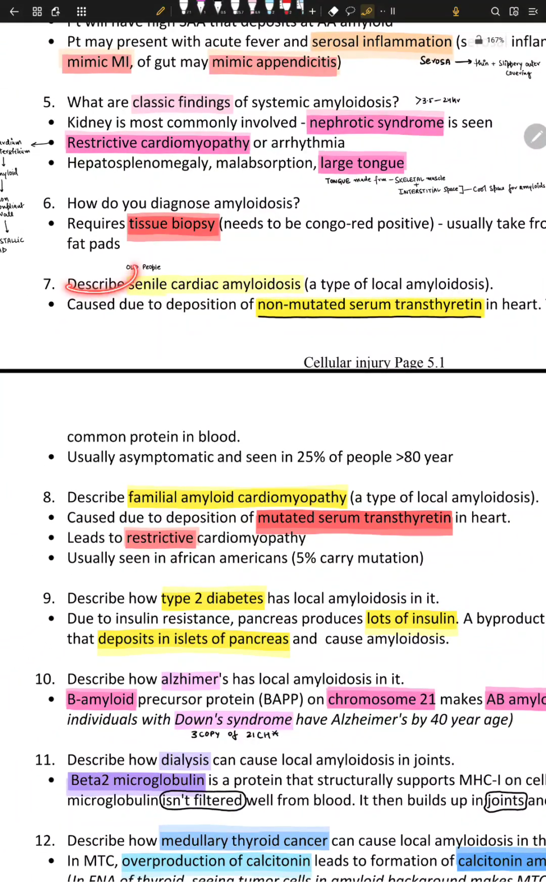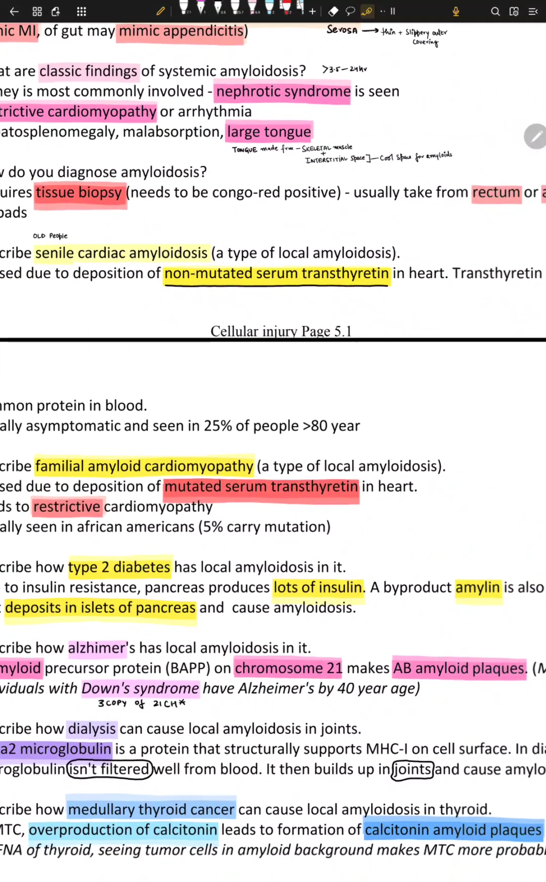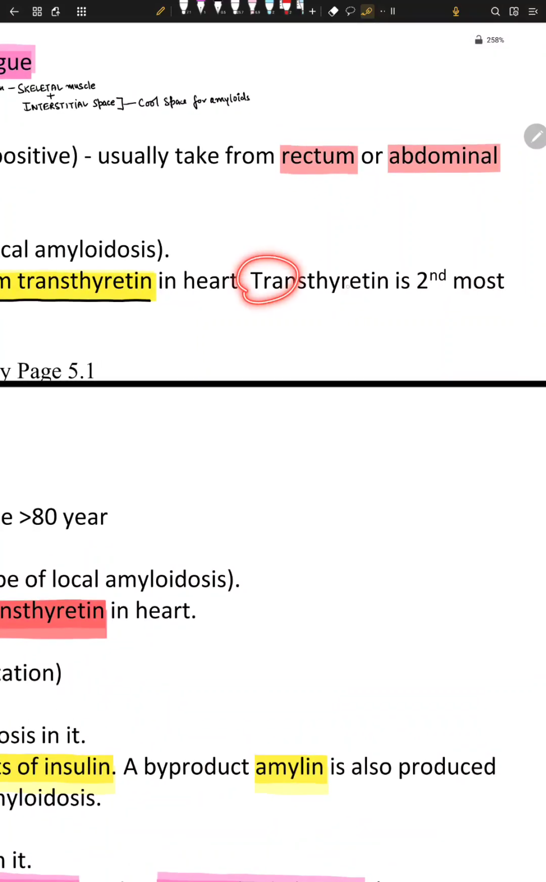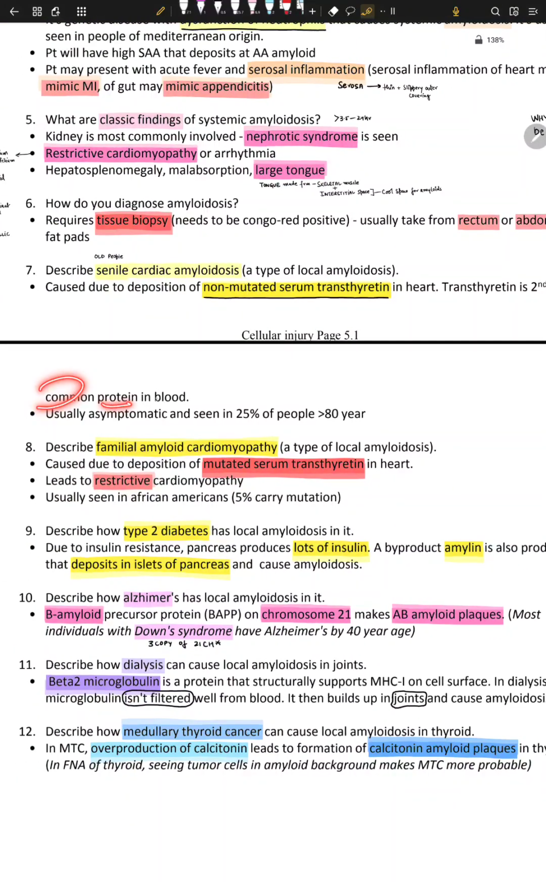Okay. Describe senile cardiac amyloidosis. Senile means old, cardiac means cardiac, amyloidosis means amyloidosis. It's a type of local amyloidosis because it's happening in old people in the heart. It's caused by deposition of non-mutated serum transthyretin in the heart. So what is transthyretin? Transthyretin is the second most common protein found in the blood. When transthyretin starts to accumulate in the heart, we call it senile cardiac amyloidosis. It happens in older people.